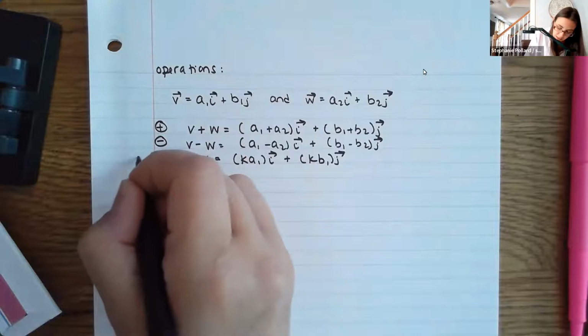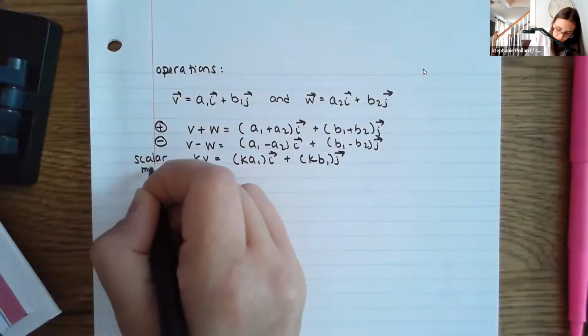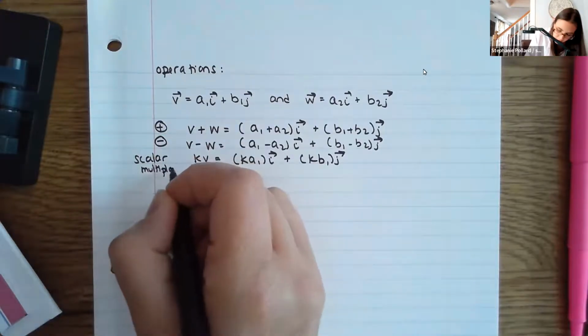Now this here is your scalar multiplication.